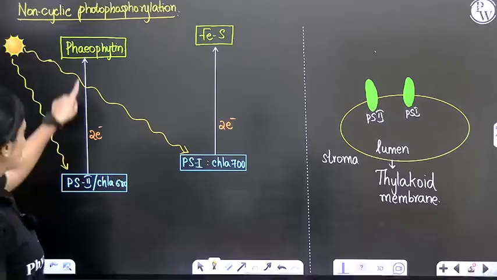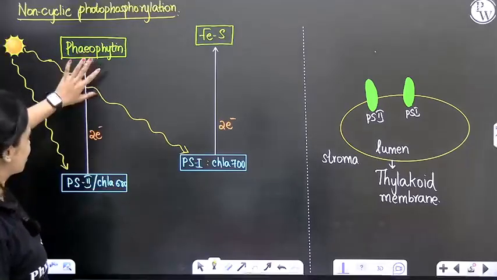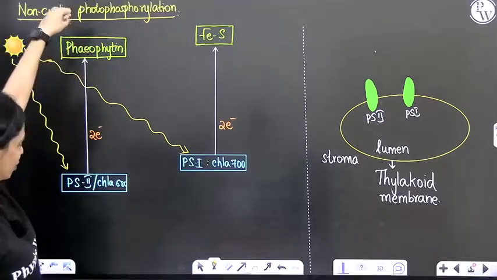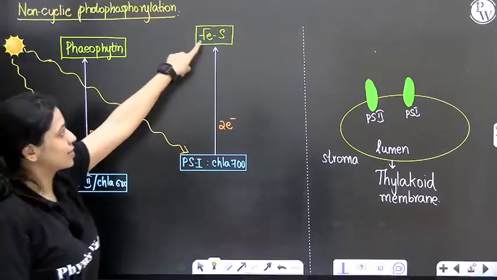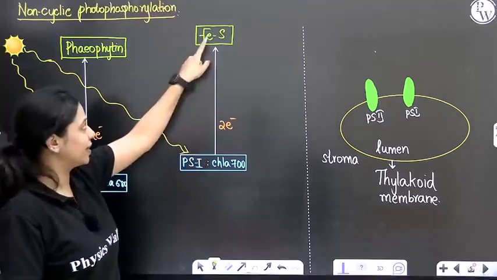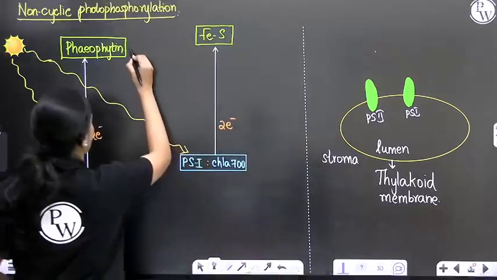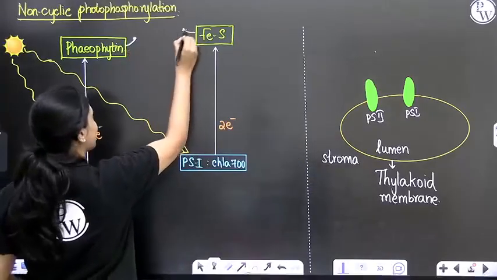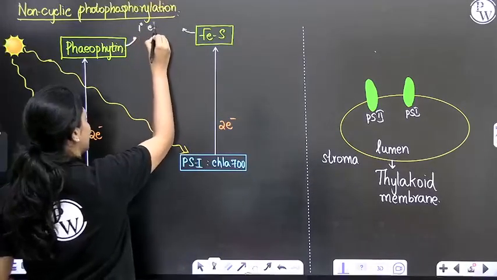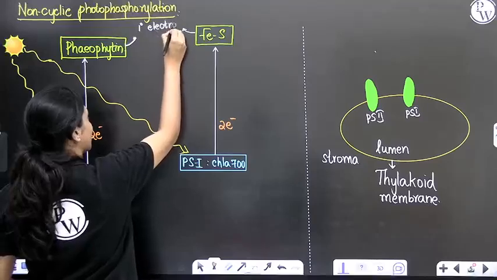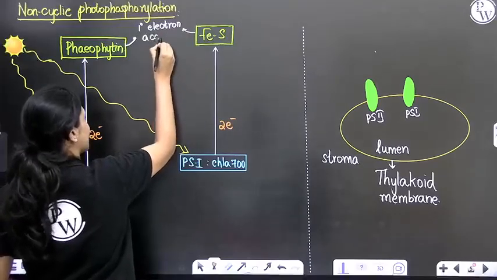Alright, this lost electron was captured by Photolysis. Photolysis took it up. PS1 lost electrons after getting excited, and that was taken by FES. Now, both FES and Photolysis are called primary electron acceptors.